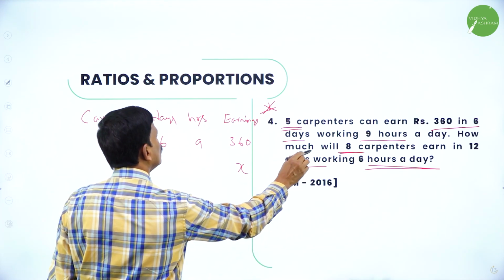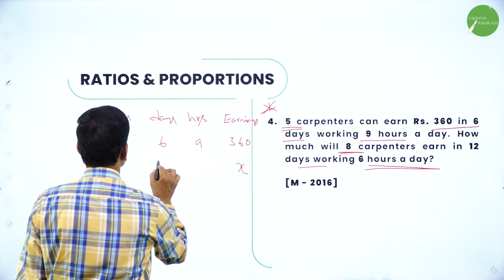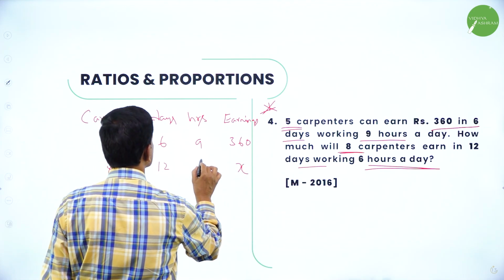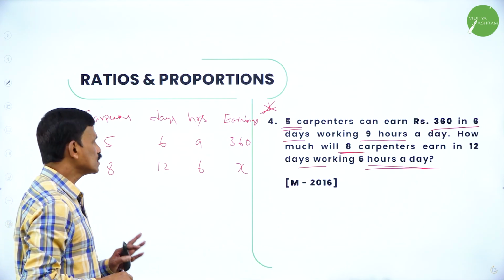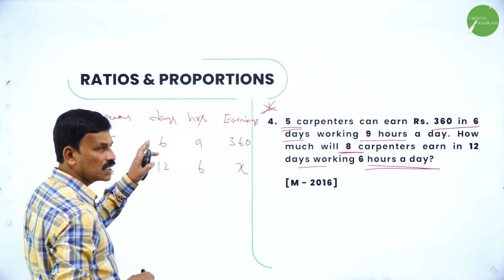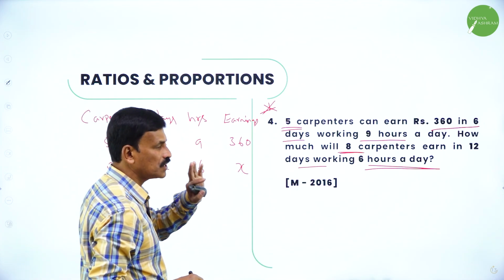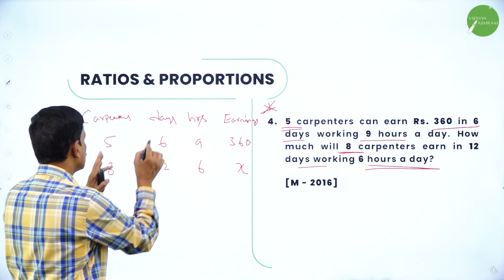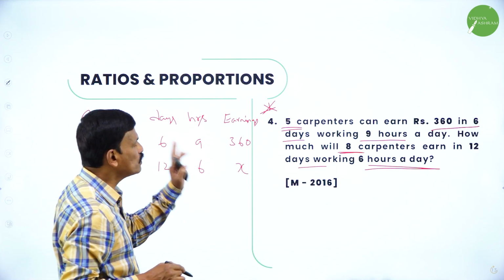How much will 8 carpenters earn in 12 days working 6 hours per day? So x is to be determined. That's it, right? So 5 carpenters work 6 days for 9 hours each day, will earn 360. So 8 carpenters work for 12 days, 6 hours per day. How much are they going to earn?